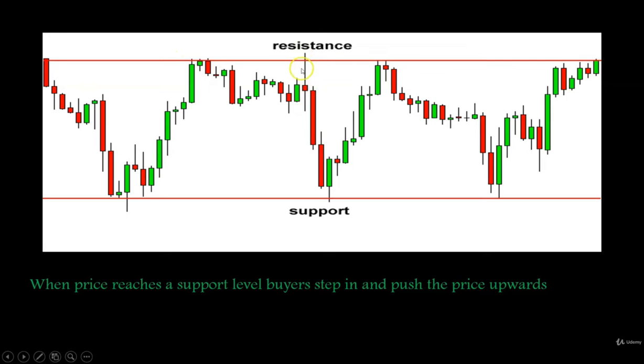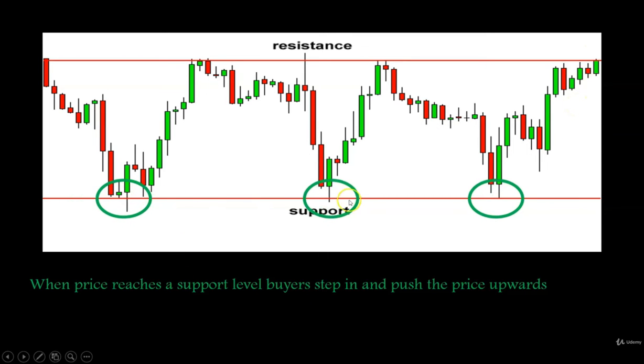Again, as price moves upwards on this candle, you can see that there's a big struggle between the buyers and the sellers. Buyers are trying to push price upwards and sellers are trying to push price downwards. Eventually we see that the sellers are successful and price moves all the way down. It just gets knocked all over to the support level, which is where buyers come in again and push the price upwards. It reaches resistance and then it comes back down to support and then moves back up to resistance.